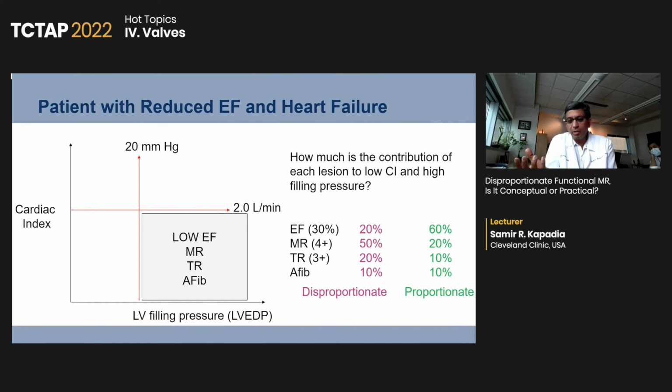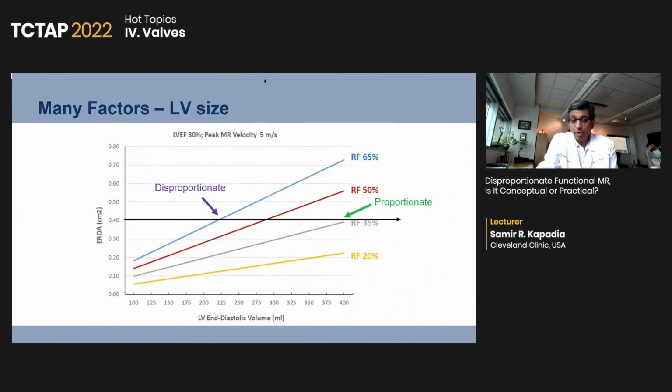How do we determine this? How do we come to this conclusion when you have a patient at one time point where you see EF, MR, TR, and AFib, that is it disproportionate or is it proportional? So again, there are many, many factors.